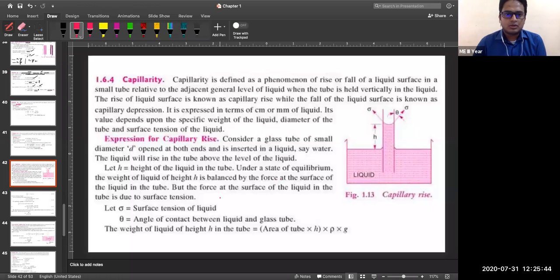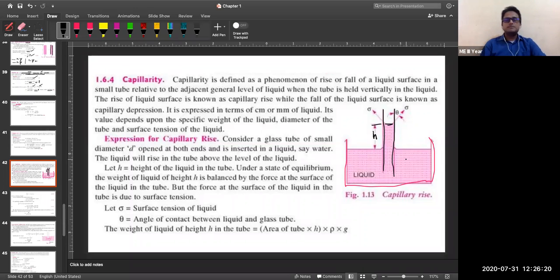In simple language, suppose you have a container filled with some liquid. If you put a tube having a small diameter inside it, you will observe that the level of liquid will be a little bit higher in this tube. In this case, it is higher by a value of H from the rest of the liquid in the container. This phenomenon is called capillary action or capillarity.